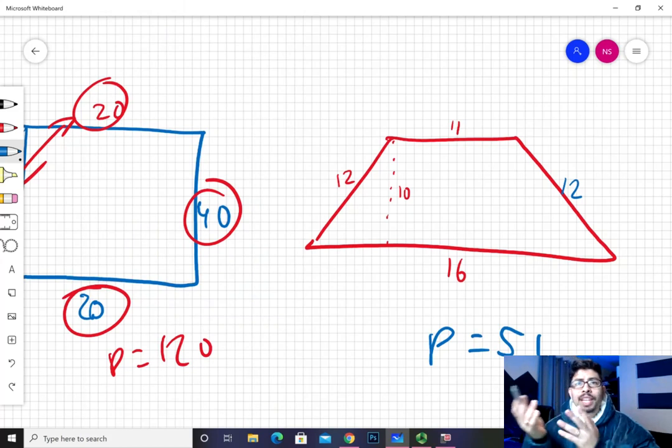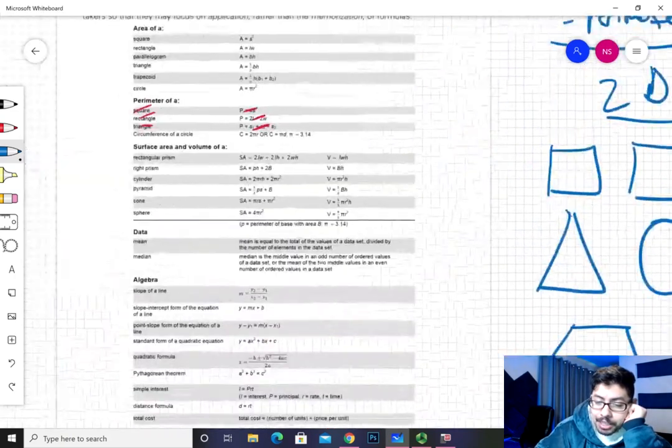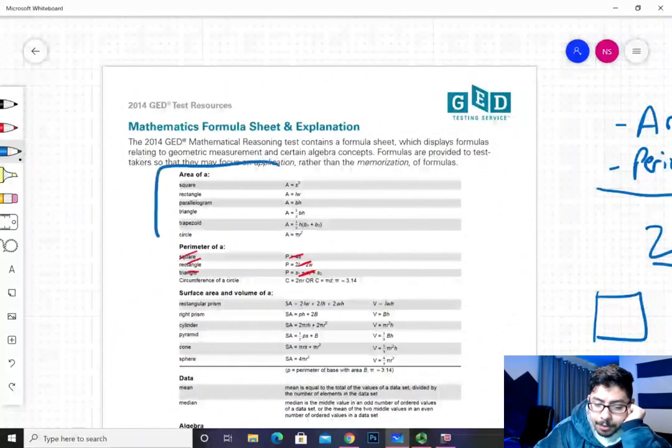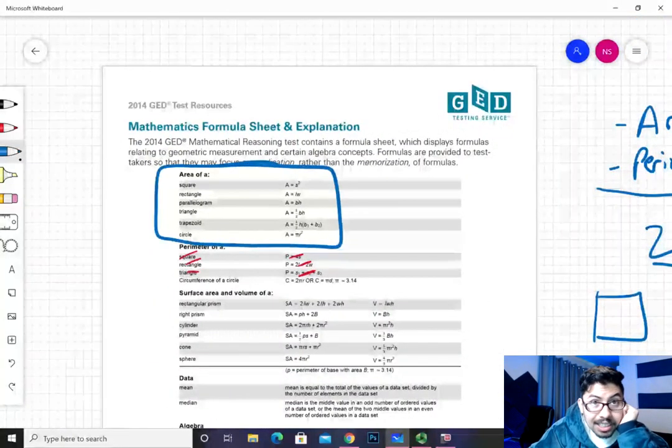So, do we get that? Perimeter, add up all your outsides. Easy peasy. Area. That, my friends, is where your best friend, the formula sheet, comes into play. We have this little section here at the top with formulas. Okay.